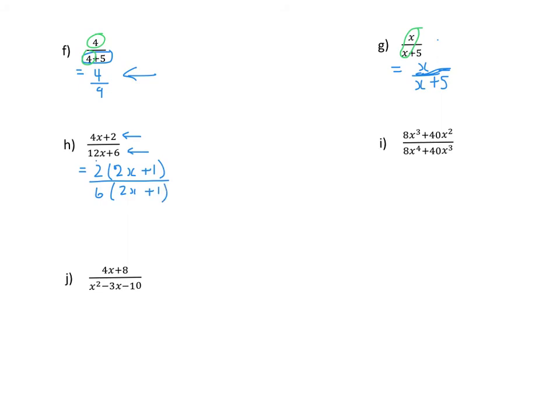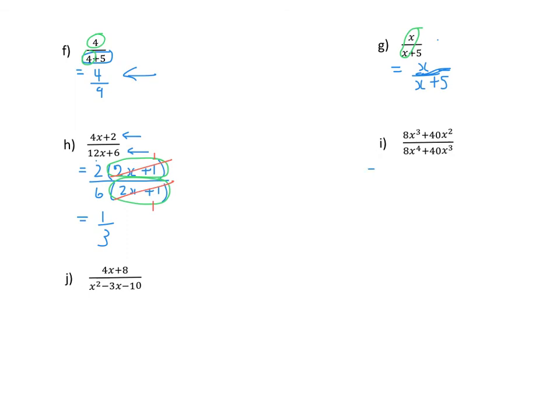Now, you'll notice I have a thing on the top that's identical to the thing on the bottom, and I've got straight up multiplying and dividing. Everything's factored. I've got a 2 times the bracket 2x plus 1, and that's divided by 6 times 2x plus 1. So since I'm straight up multiplying and dividing here, that 2x plus 1 will reduce with the 2x plus 1 on the bottom. And that leaves me with 2 over 6, which in lowest terms is 1 over 3.